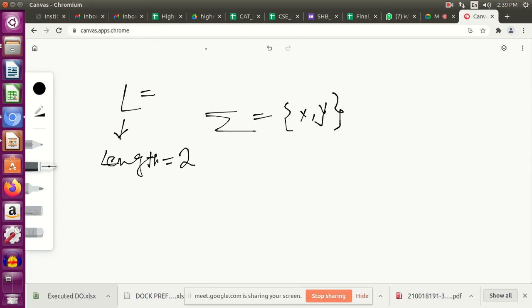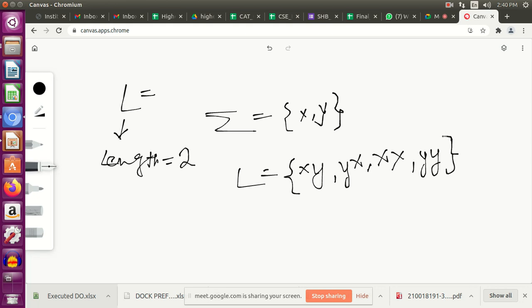So, what will be the content of your language? Try to understand. You can only use these two symbols X and Y, right? So, your language can contain the string XY. Your language can contain the string YX. Your language can contain the string XX. And your language can contain the string YY. Is it satisfying the criteria? Yes. Why? Because it is constructed of the alphabet set X and Y, and the length should be 2. So, the length is 2.